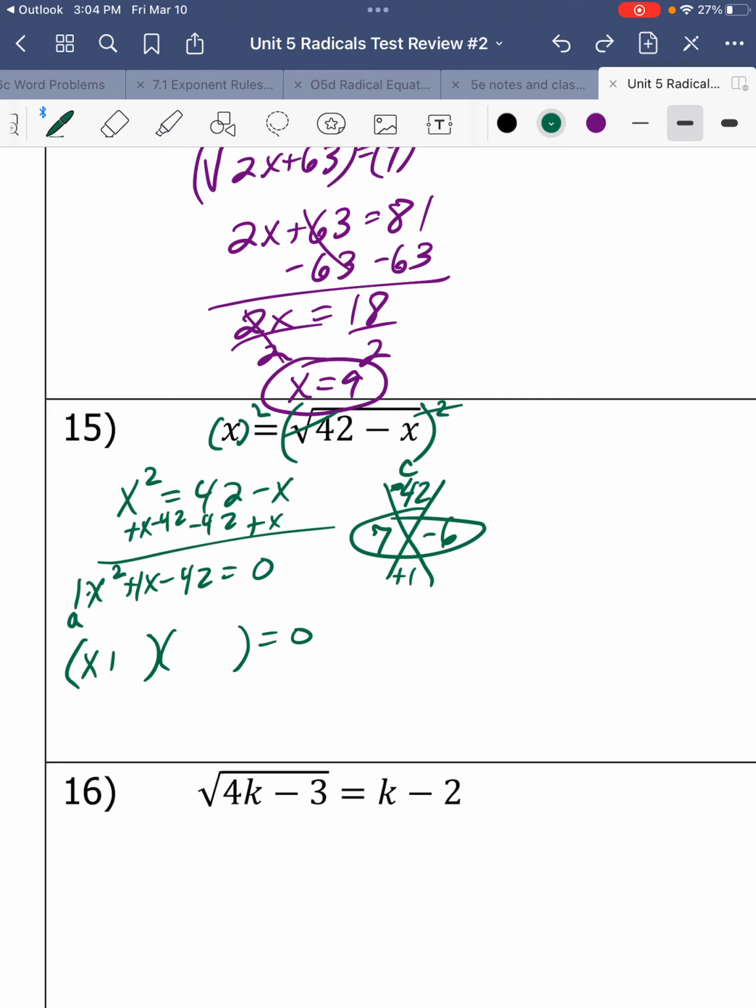You can do the whole Punnett square if you'd like, but your factors are going to end up being x plus 7. Well, let me rewrite this a little bit better. So the 7 and the negative 6 are your second terms of your factors. First terms are always going to be your x and x. Set each factor equal to 0 and solve.